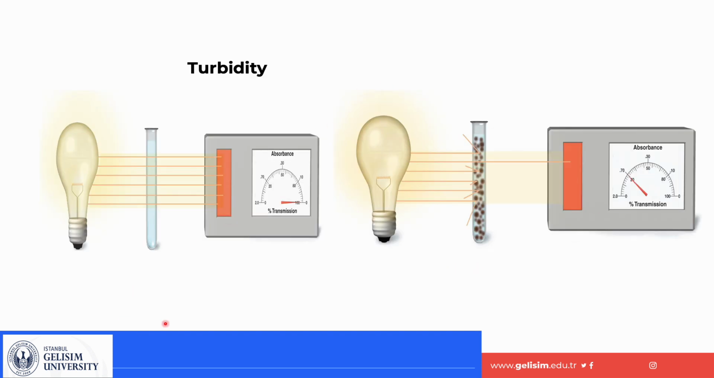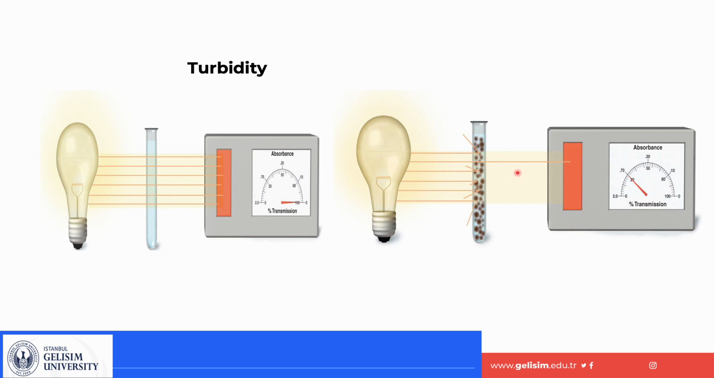So if you look over here, what you're looking at is this. So here's a light source, here's a test tube, light is exposed, and this instrument over here is measuring how much light is able to pass through. So the more light that passes through, that means the less bacteria are present.